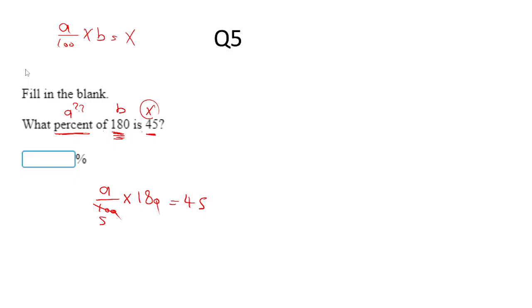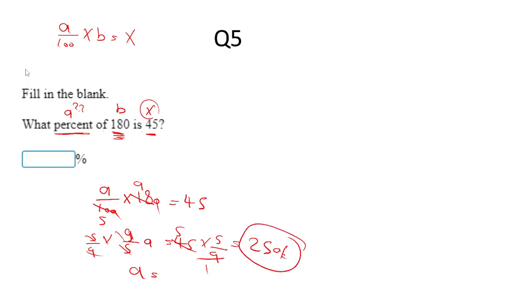Now by 2 equals 5, by 2 equals 9. So the remaining is 9 over 5 A equals 45. So we multiply 5 by 9 on both sides. So A equals 45 by 9, 1, 5, equals 25%. So the answer here will be 25. Again, very simple.